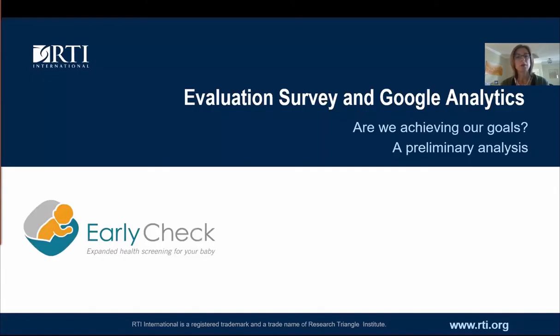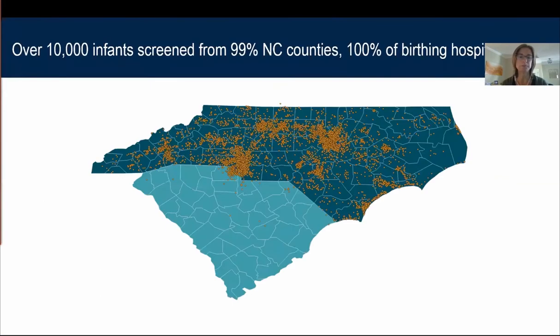So with that, I've talked to you a bit about what we intend to do, and I'm going to quickly talk a little bit about how we're doing. We're doing a number of different evaluation components, and I want to show you some preliminary analysis. In terms of spread, we've screened over 10,000 infants at this point. We have good reach in North Carolina, where we have infants from every birthing hospital in 99% of the counties in North Carolina.